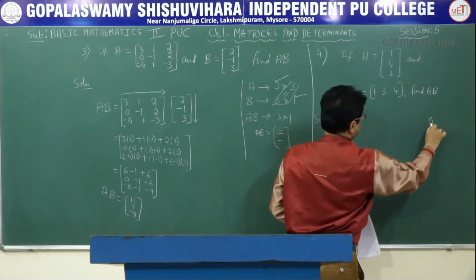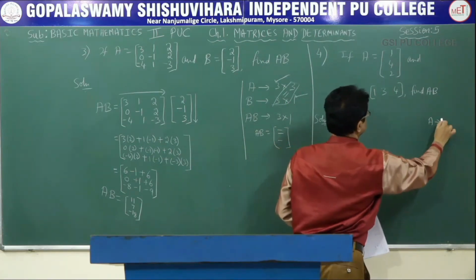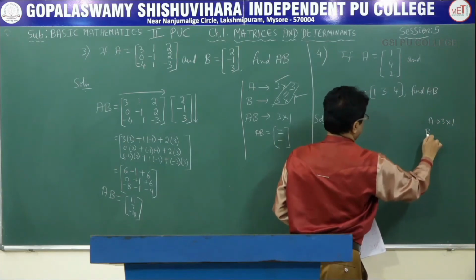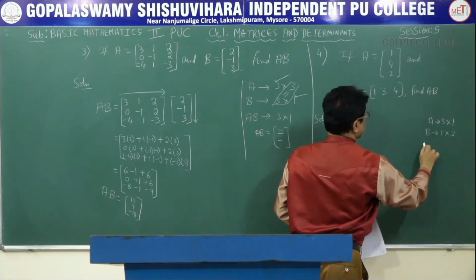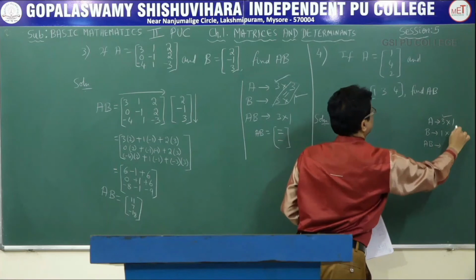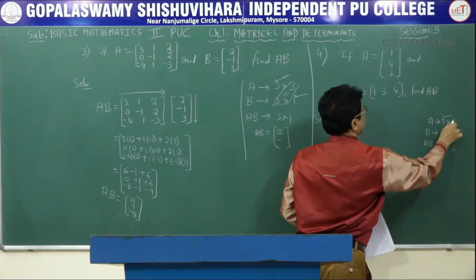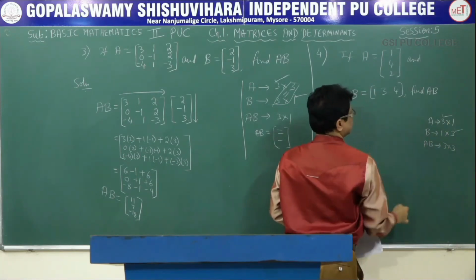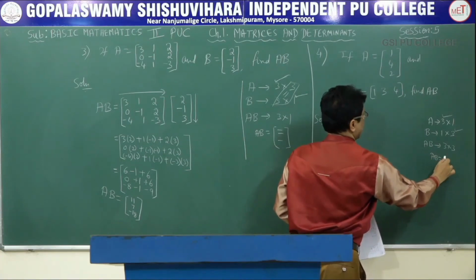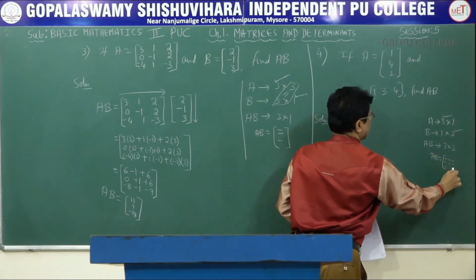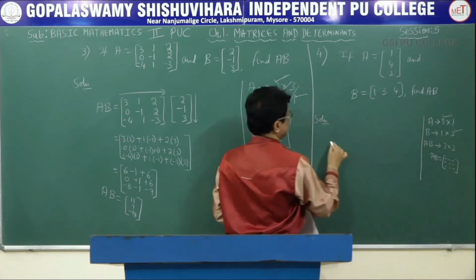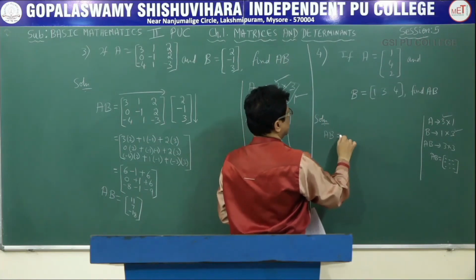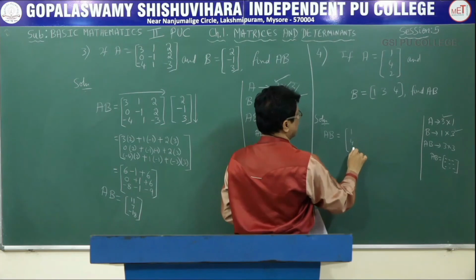So A matrix has order 3 into 1. B matrix is of the order 1 into 3. So AB matrix will be of the order 3 into 3 because the number of columns in A is equal to the number of rows in B. So that means AB matrix will have the order 3 into 3. So AB is equal to [1, 4, 2] into [1, 3, 4].